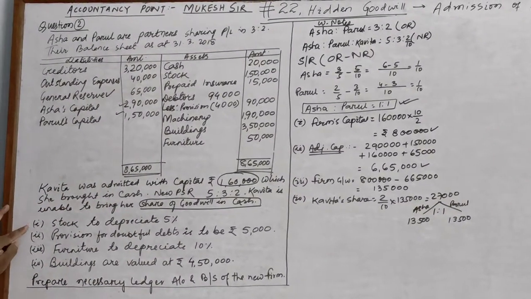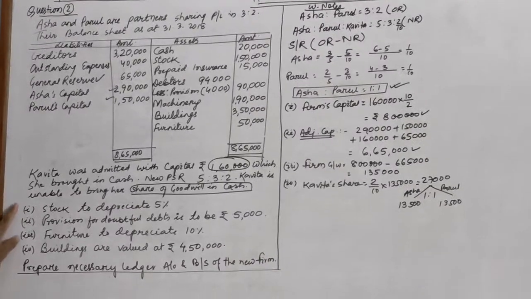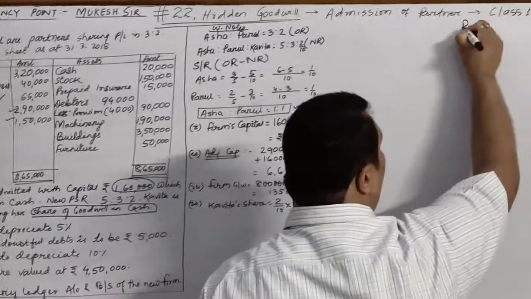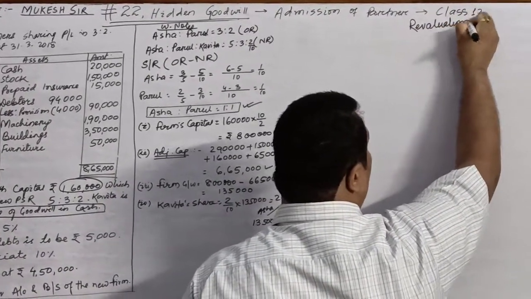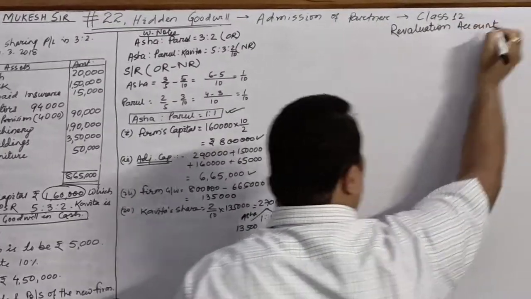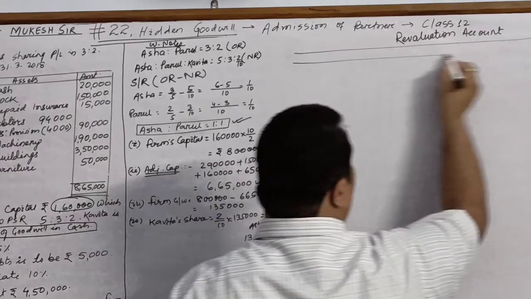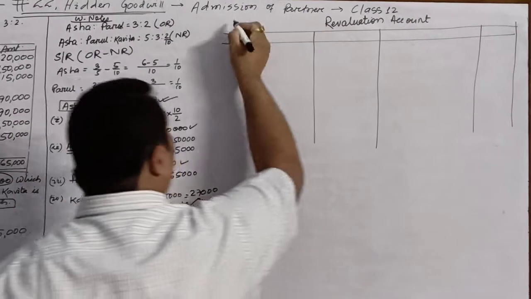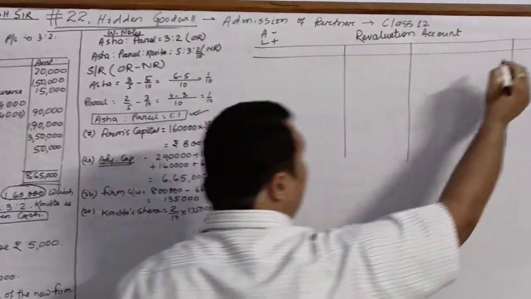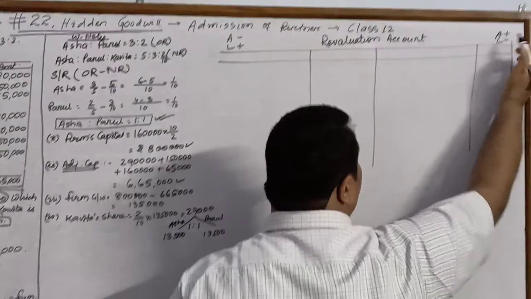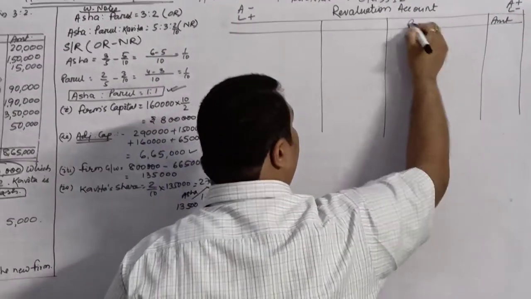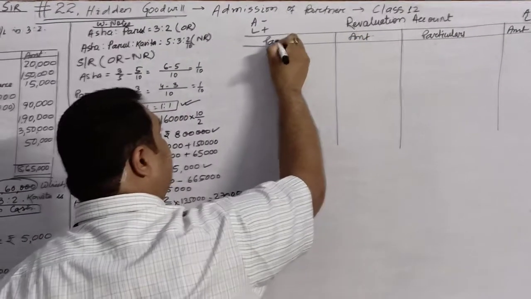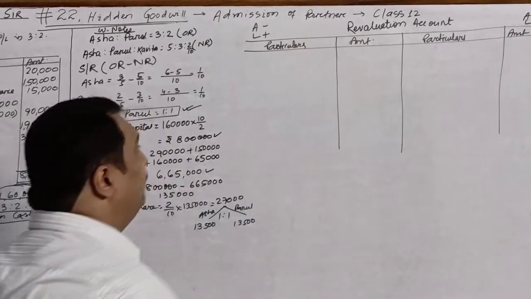Now children, we will move ahead. The question says about the revaluation. There are 4 items in revaluation. So we will prepare a revaluation account over here. In the revaluation account, as you know, on the debit side, we show a decrease in asset or increase in liability, and on the credit, an increase in asset and decrease in liability. Amount, particulars, amount, particulars.